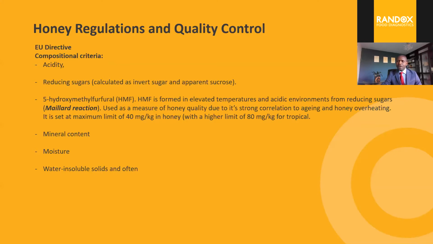And the maximum for tropical honey, because these honeys are naturally exposed to high temperatures in the tropics, is that the honey is not supposed to have more than 80 milligrams per kilogram of HMF. So we also look at mineral content. We also look at moisture. Did the producer add any water just to get a little bit more volume? Were there any insolubles added into the honey as well?